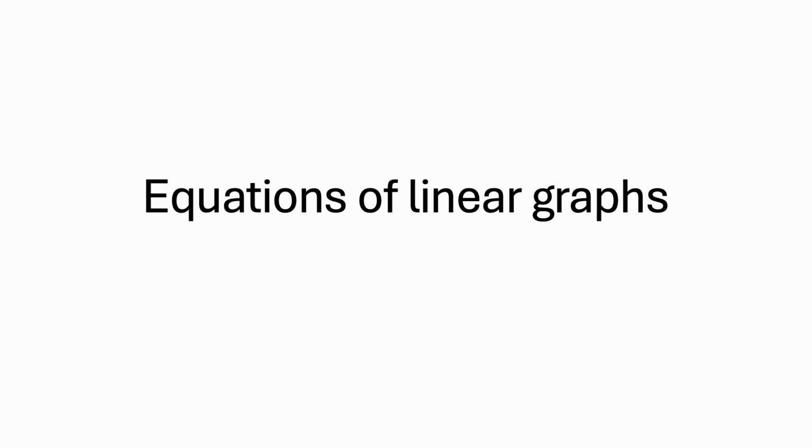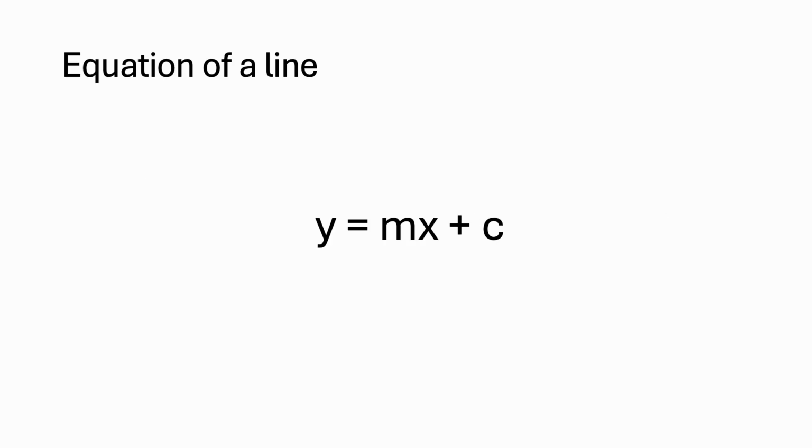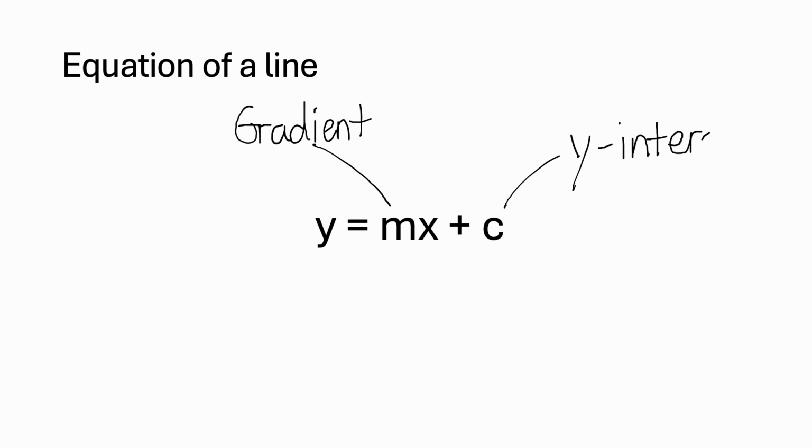Now we're going to look at equations of linear graphs. First of all, it is very important that you know the formula or the equation of a line, which is y is equal to mx plus c, where m is the gradient and c is the y-intercept. So the y-intercept essentially means the point on the line where it crosses the y-axis.